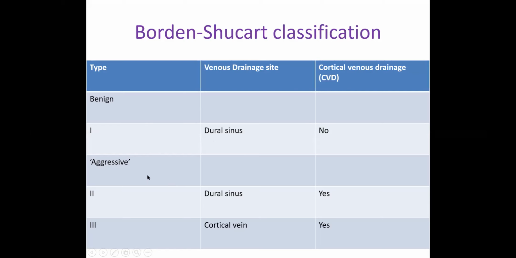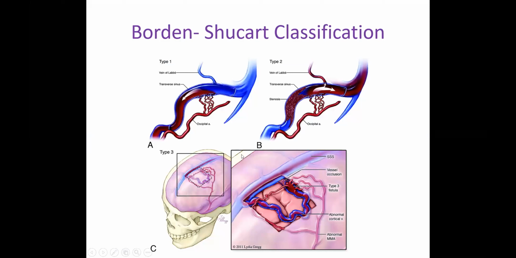While types 2 and 3 are aggressive. In type 2 there is venous drainage into the dural sinus and there is also cortical venous drainage. In type 3 there is venous drainage directly into the cortical vein. This is illustrated here. You can see the retrograde flow here. This is type 1, type 2, there is a retrograde flow with venous reflux here, CVD. And in type 3, the cortical vein is here and this is a feeding artery with reflux in the cortical vein. This is more dangerous because of hemorrhage.